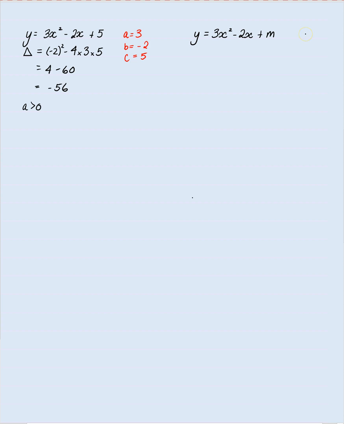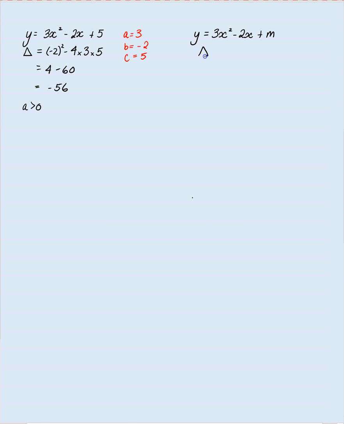Right, we've got this equation now. You can see it's pretty similar, except now instead of having the 5 here, the constant, I've said it's m. And the question could be, for what values of m would this have 1 solution, 2 solutions, no solution? So as soon as we hear that, 1 solution, 2 solutions, no solution, we're thinking discriminant.